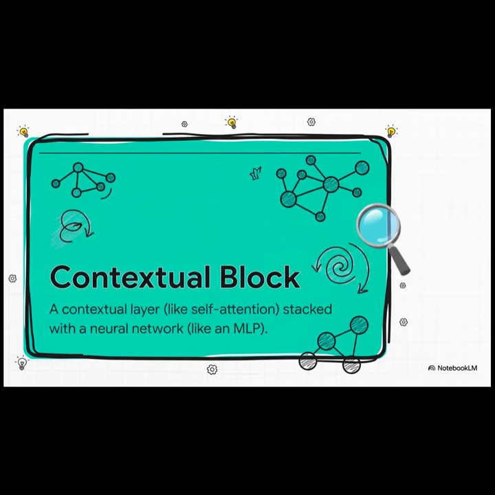So the researchers, they give this structure a name. They call it a contextual block. And it's a really simple but powerful concept. You've got one layer that reads the context. That's our attention layer. And it's stacked right on top of a neural network that processes it. That's the MLP. This block, this is the crime scene. This is where the magic happens. And the paper's main theorem tells us exactly how it goes down.